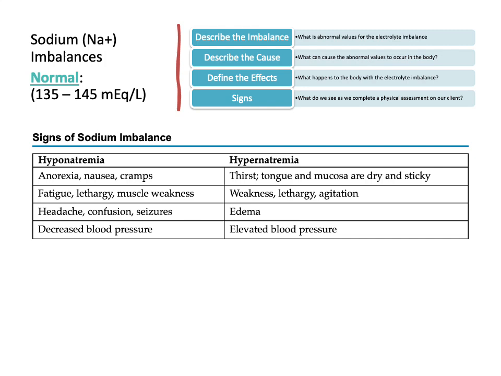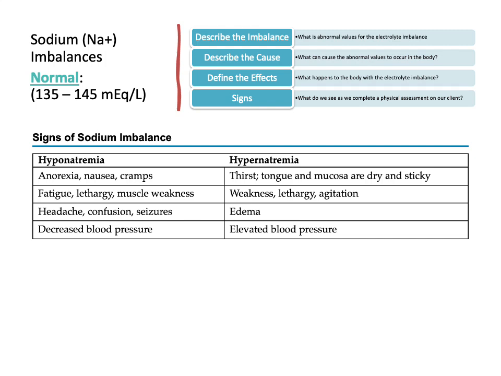So, the first one is sodium imbalance. So, we have hyponatremia, which means that there is a decrease in sodium levels. Normally this is defined as less than 135 milliequivalents per liter. And when we're in hyponatremia, we have different signs and symptoms that occur. This can be anorexia, nausea, cramps. You have lethargy, muscle weakness, fatigue, headaches, confusion, seizures, and of course, decreased blood pressure.